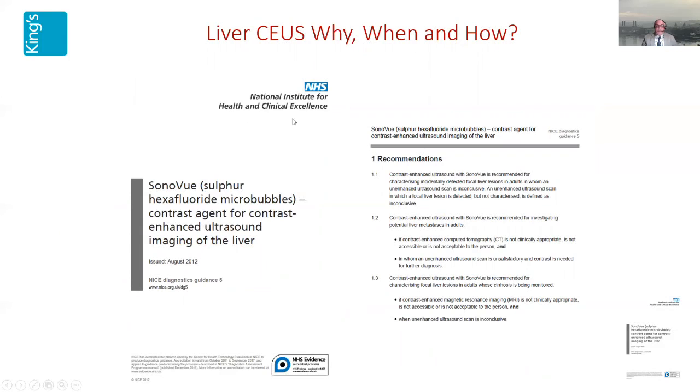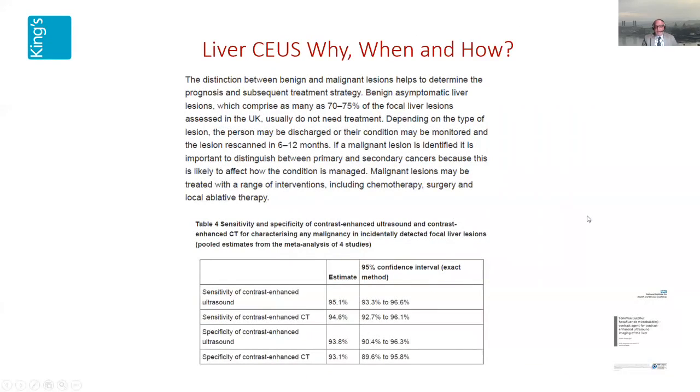NICE, the National Institute for Health and Clinical Excellence, is a government-based body which looks at particular problems or conundrums within medicine to see if they can resolve any issues arising from the use of a medicine or a technique, and make sure that this technique is cost-effective and beneficial to the National Health Service. So in 2012, NICE looked specifically at SonoVue as a contrast agent for contrast-enhanced ultrasound imaging of the liver. When NICE looks at something, it's very comprehensive. There's a large team, there are panels and meetings to decide what should and shouldn't be included. The literature is well researched, and they come up with a final conclusion.